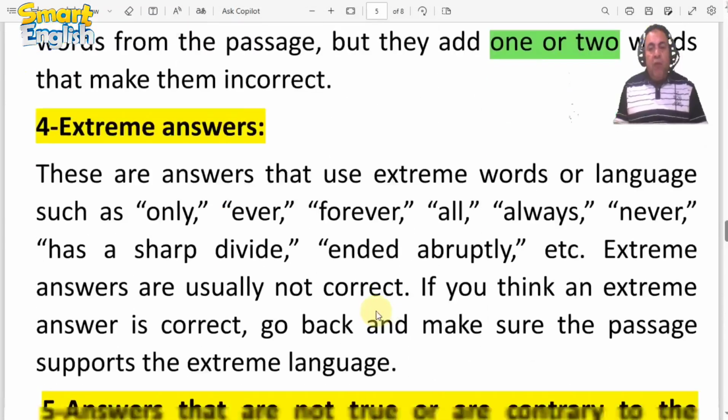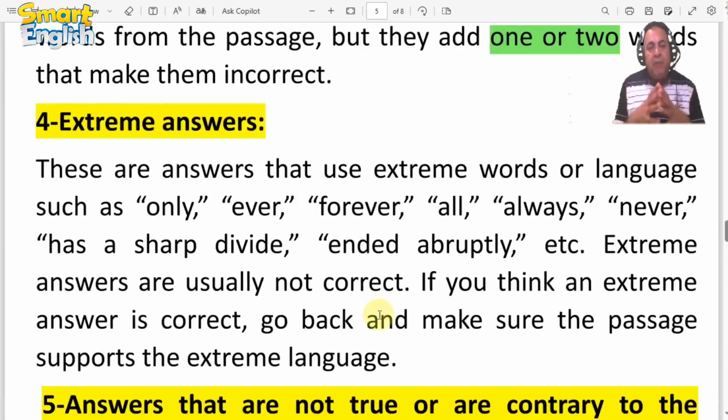Let's move on to trap number 4, extreme answers. This is very common in the TOEFL iBT reading section, because you may sometimes find a suitable answer, but it has some modifiers and adverbs that can make the answer wrong.